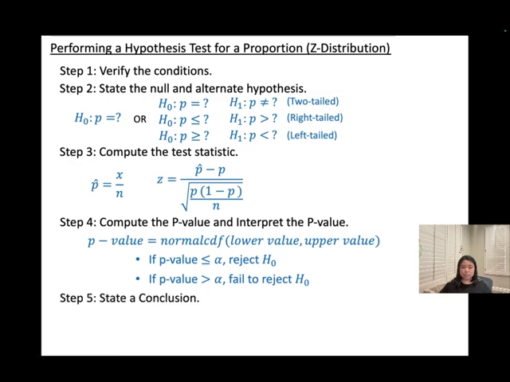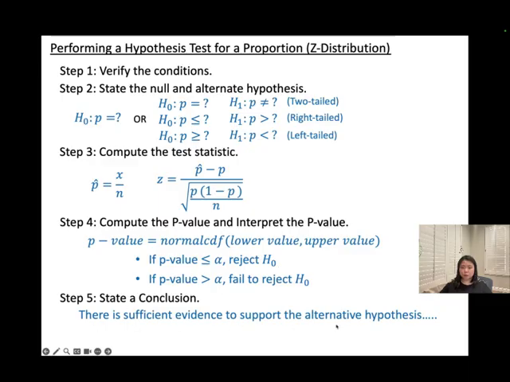Okay, step 5. State a conclusion. Based on step 4, once you reject or fail to reject, you state the conclusion. If we reject the null hypothesis, we say there is sufficient evidence to support the alternate hypothesis. But if you fail to reject, then you say there is not sufficient evidence to support the alternate hypothesis. Sometimes you may need to review your null and alternate hypotheses to state the conclusion. It has to make sense for your conclusion.